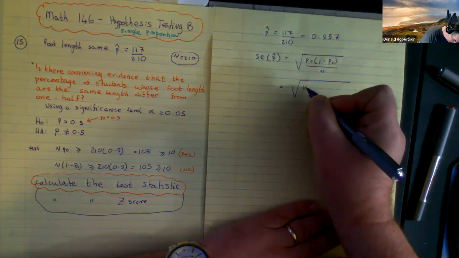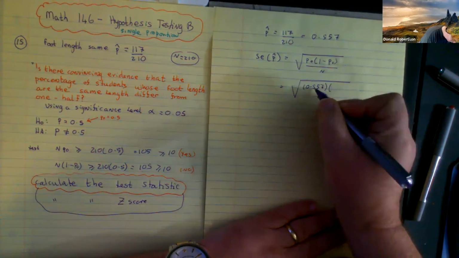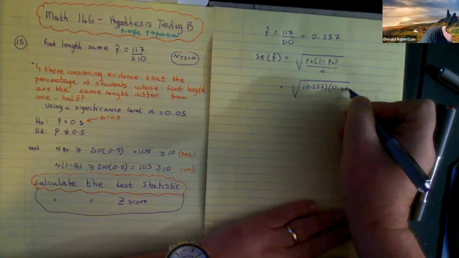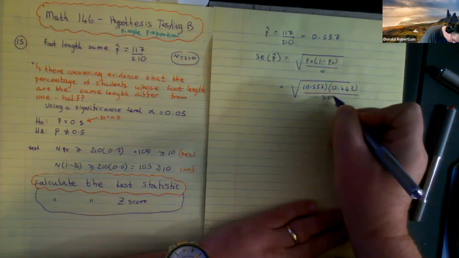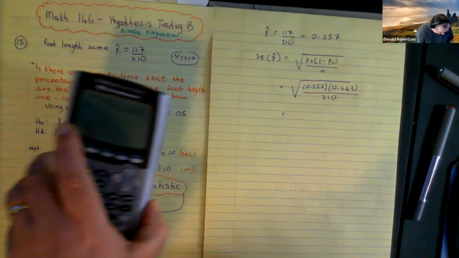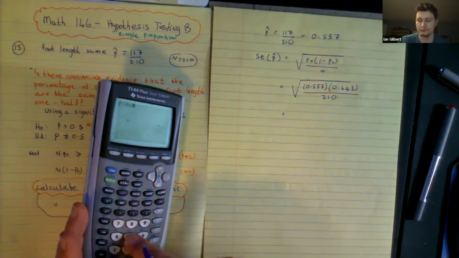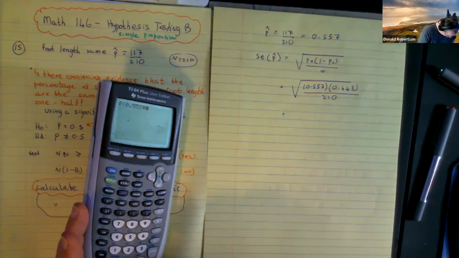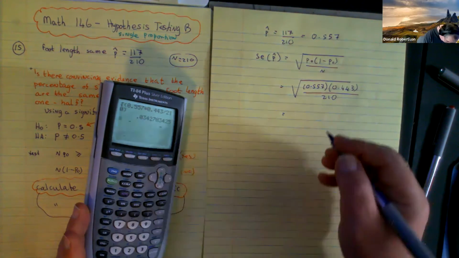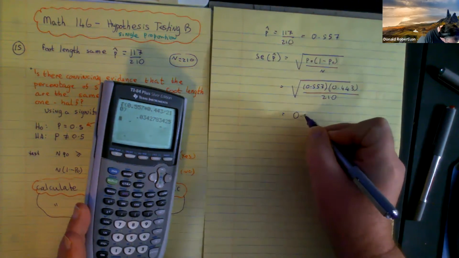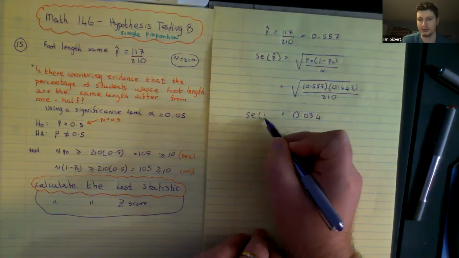In this case, it's going to be 0.557. If you take this away from 1, you get 0.443, and you divide everything by 210. I'll go here, and we'll go square root 0.557 times 0.443 divided by 210, and the answer I get is 0.034. Wouldn't p not just be 0.5?